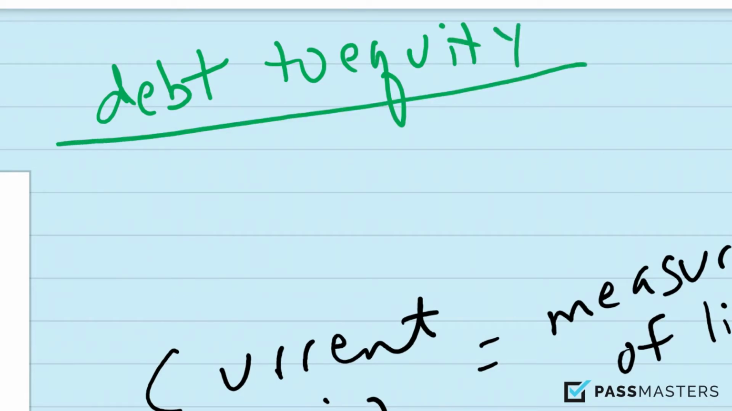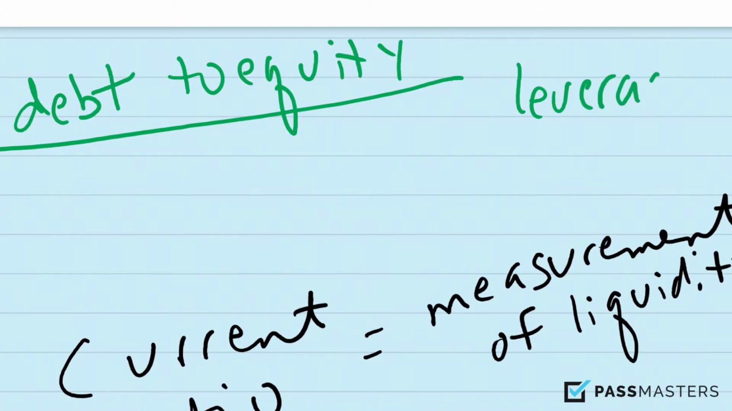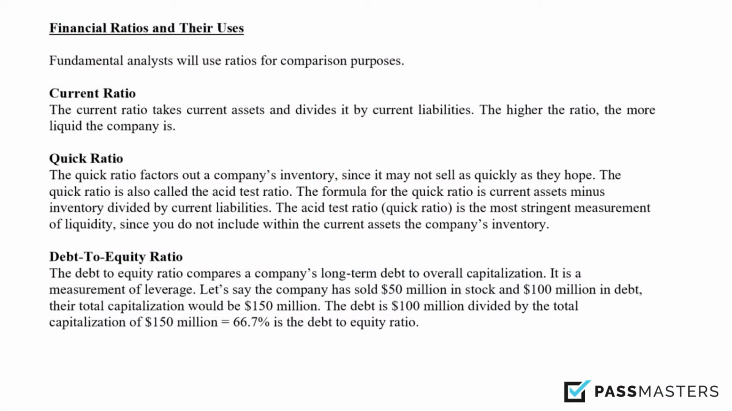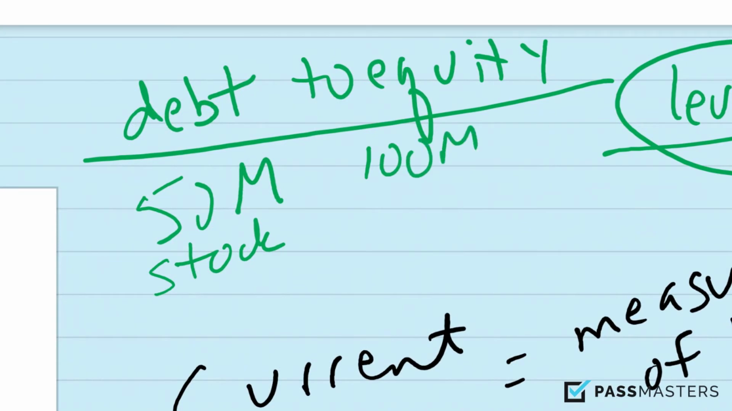The debt to equity ratio compares a company's long-term debt to overall capitalization. It is a measurement of leverage. Leverage is debt financing. So when a company sells bonds, they engage in leverage financing. For example, say the company has 50 million in stock and 100 million in debt. Their total capitalization would be 150 million.